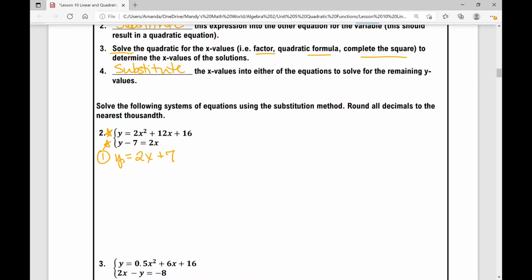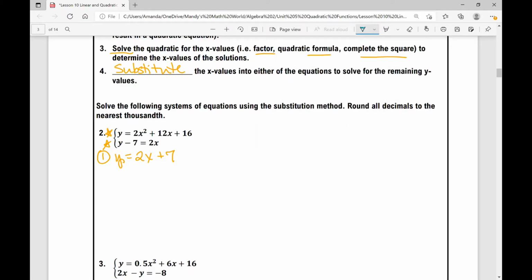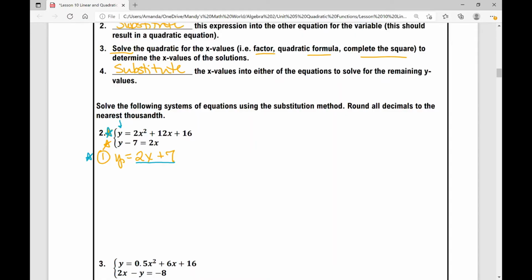The next thing that I'm going to do, as you can see, I've got y equals in this quadratic equation and y equals in this linear equation. What I'm going to do is take this 2x plus 7 and substitute it in for y in that first equation, right? Because if y equals 2x plus 7, anywhere I see y, I can replace it with 2x plus 7. So here's what it looks like. And this is step number 2.